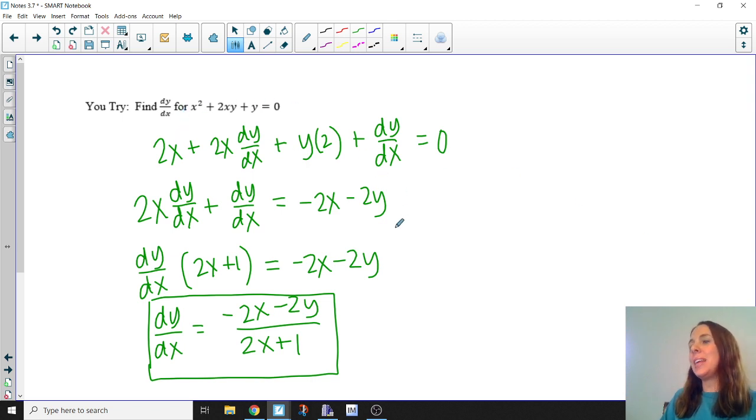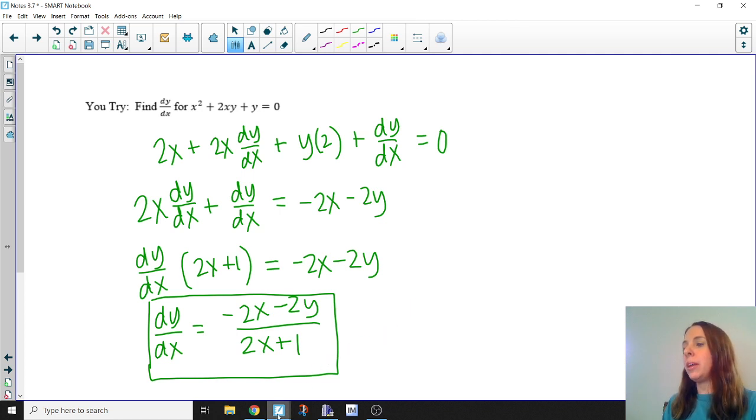Here are my steps and my final answer to this U-try. I differentiated every term with respect to x. I moved terms that did not have a dy dx over to the right-hand side of the equation, and then I factored the dy dx out of the two terms that were left on the left, and I solved.